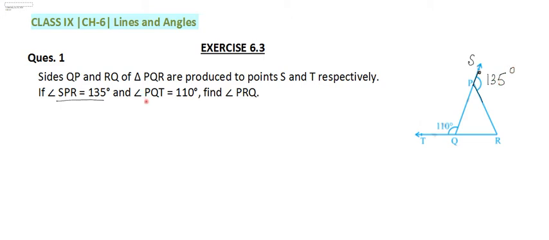And angle PQT is equal to 110 degree. So this is PQT and this angle is 110. What are we supposed to do? We have to find out angle PRQ. So in figure, let's see where is PRQ. PRQ. We have to find out this particular angle.